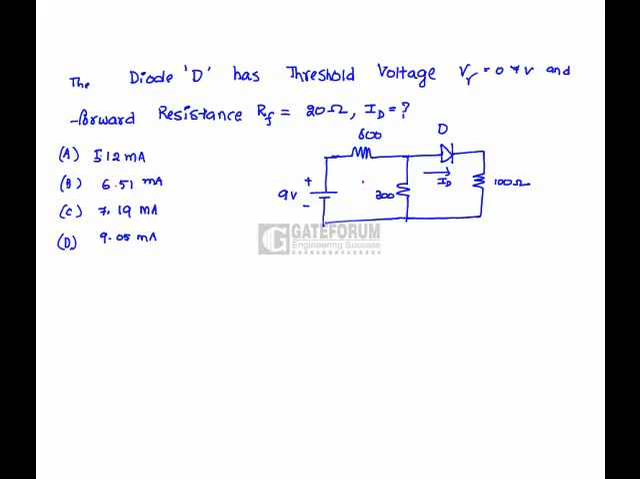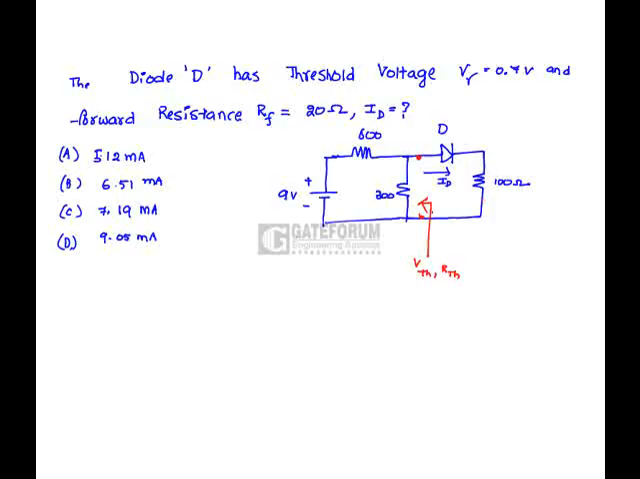The diode D has threshold voltage, that is V cut-in, equal to 0.7 volts, and the forward resistance RF is equal to 20 ohms. We have to find the value of ID. This problem can be solved in different ways. One method is we can find a threshold voltage VTH and RTH, and replacing this network with Thevenin's equivalent circuit, we can solve for ID.